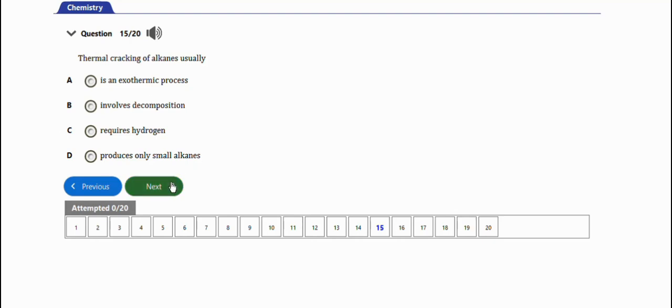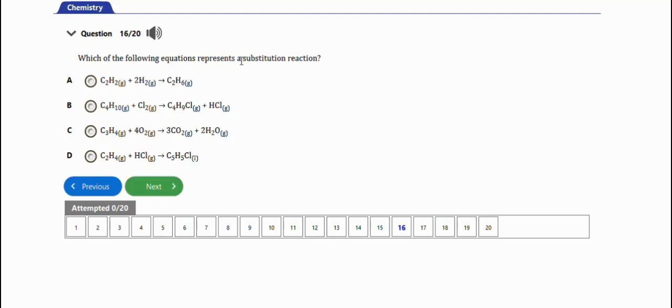The next question says, which of the following equations represents a substitution reaction? Once you see an alkane involved, that will be the answer. So it is option B, basically, guys, because what we have here is butane being added to chlorine gas. So the right answer is option B. This equation represents a substitution reaction. So alkanes undergo substitution reaction.